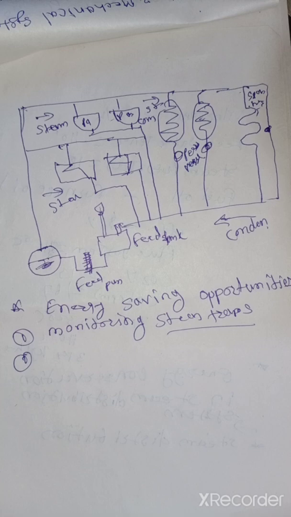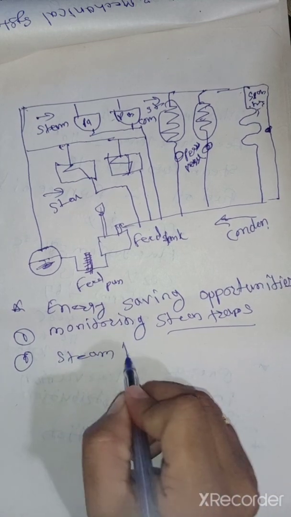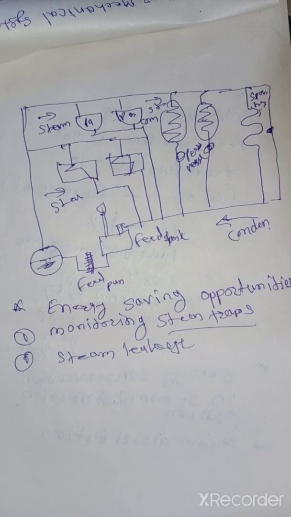Next, avoiding steam leakages. This is very harmful to the energy conservation in the boiler. Steam leakage is a visible indicator of waste and must be avoided. It has been estimated that a 3 mm diameter hole on a pipeline carrying 7 kg per centimeter square steam would waste 33 calorie of fuel oil per year.